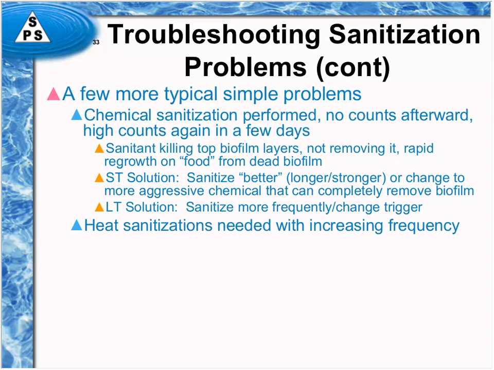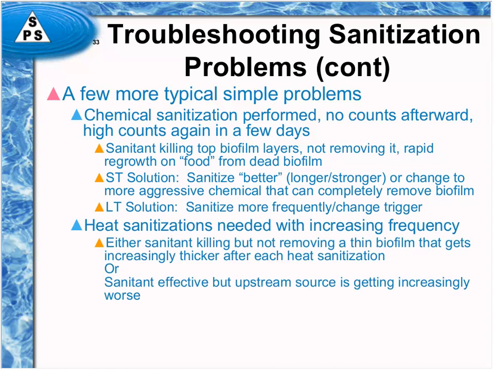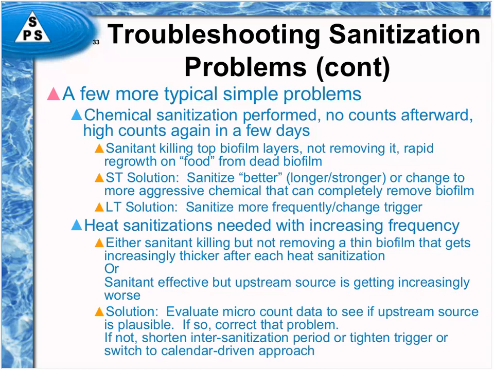Heat sanitization is needed with increasing frequency, and that's either because the sanitant is killing but not removing a thin biofilm that gets increasingly thicker after each heat sanitization, or that the sanitant is effective but the upstream source of contaminants are coming into the system at a higher and higher level. Solution is to evaluate where the organisms are coming from and fix it. So if it's an upstream source, fix that. If it's not an upstream source, then shorten your inter-sanitization period or tighten the trigger or switch to a calendar-driven approach.